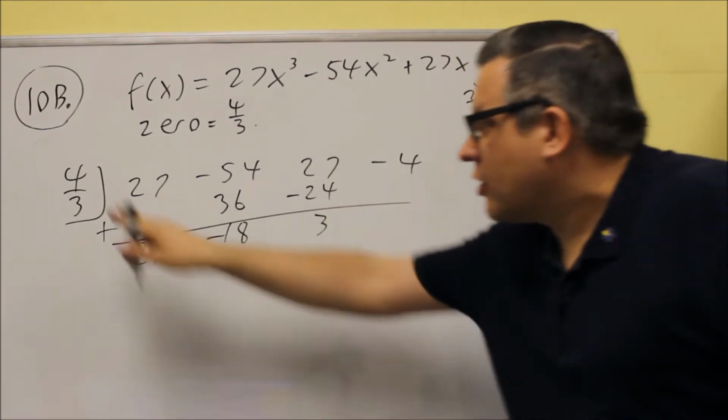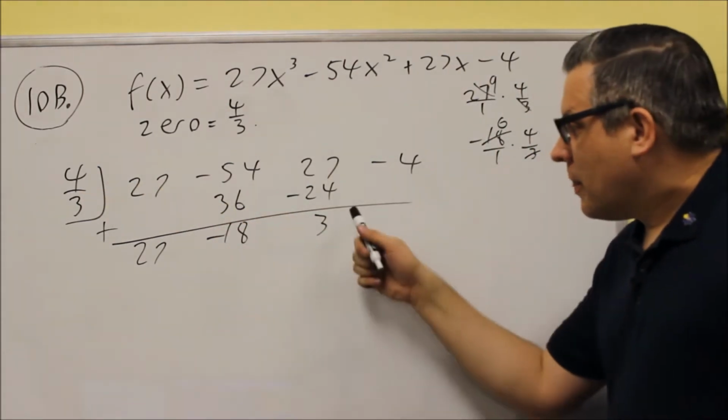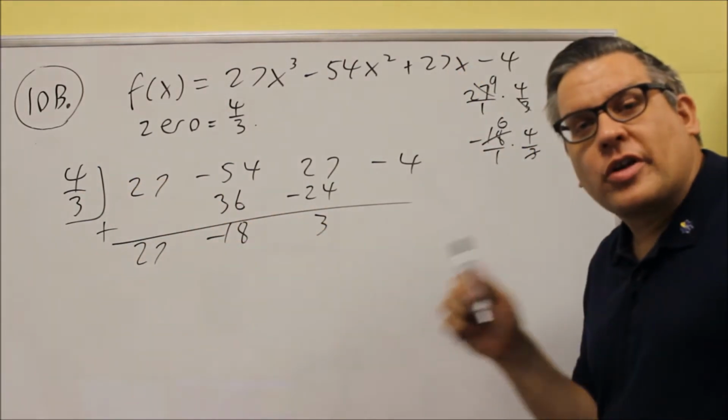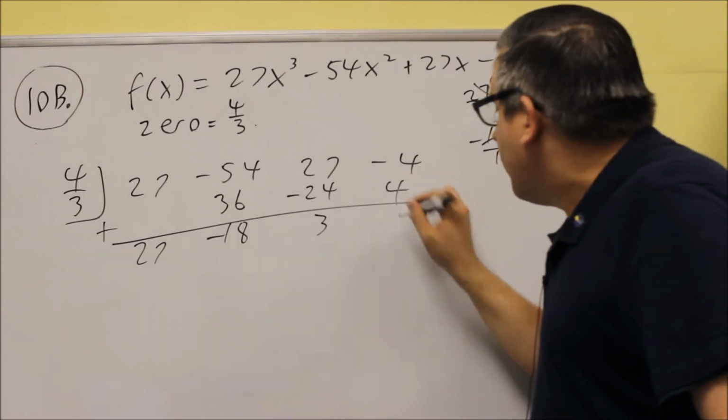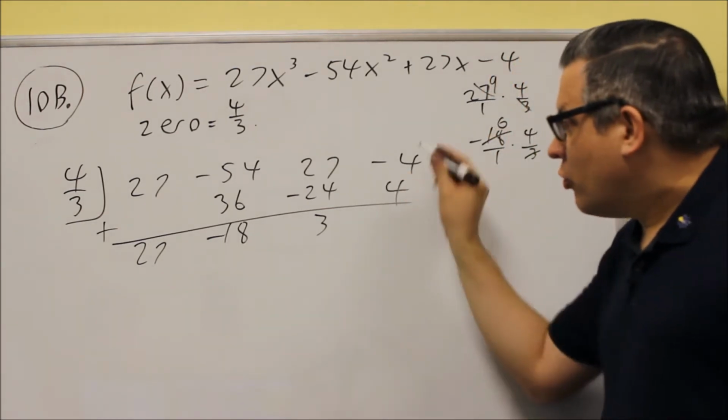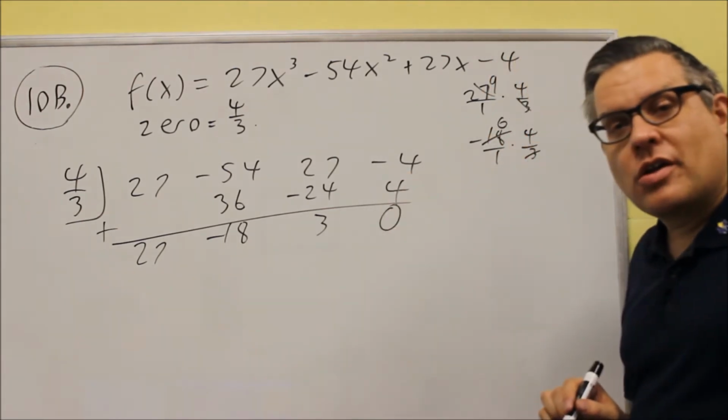Next, we're going to multiply 3 by 4/3. When you multiply 3 by 4/3, the 3's are going to cancel out. It's going to leave you with a 4. When we add that together, we're going to get a 0.